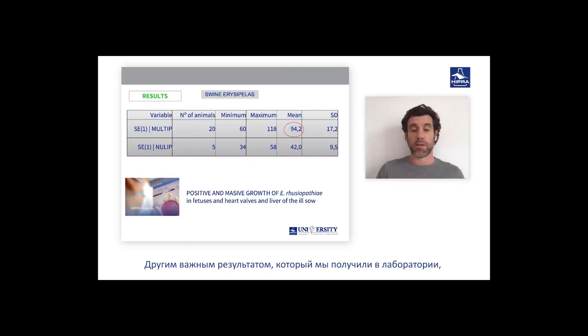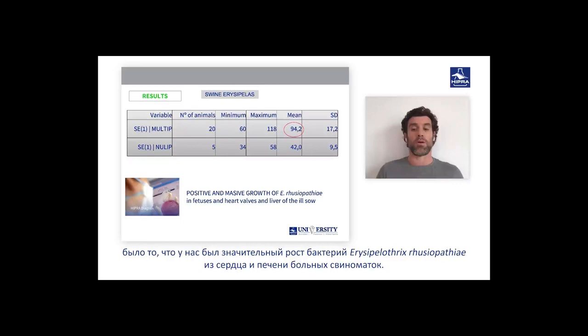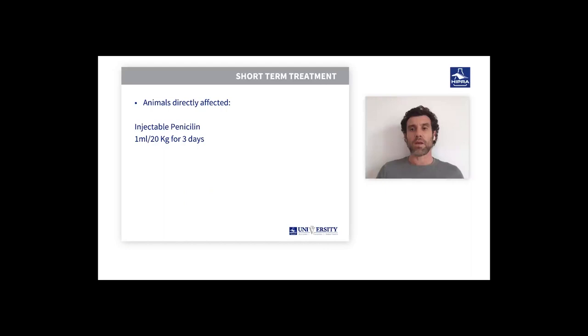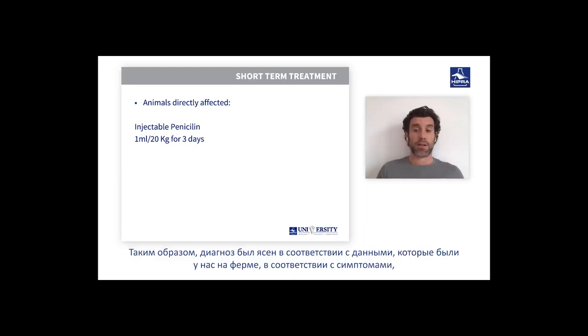Other important results that we had in the lab was that we had positive and massive growth of Erysipelothrix rhusiopathiae in fetus and heart bubbles, liver of the heel cells. So the diagnosis were clear according with the data that we had in the farm, according with the symptoms, according with the result of the lab. So we can say that we had the problems of erysipelas.